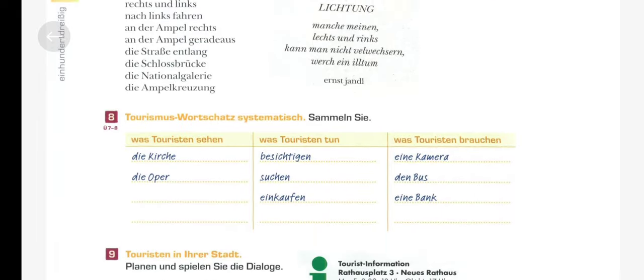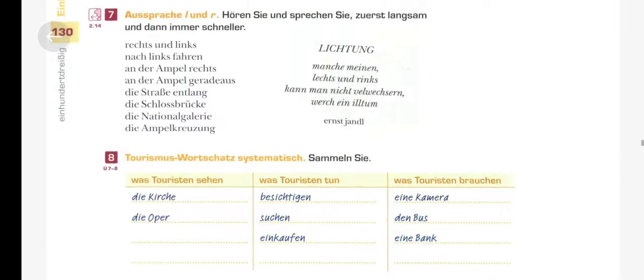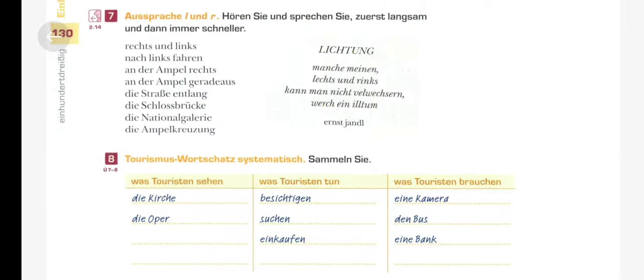And the eighth one also. Tourismus Wortschatz, sammeln Sie. Okay, in this, from the seventh one, you have to note down some words that are useful for tourism. Like they have written, was Touristen sehen, what tourists can see in Berlin: die Kirche, die Oper, das Brandenburger Tor, and so on. Next is, was Touristen tun, what tourists can do: Sehenswürdigkeiten besichtigen, suchen, einkaufen. Einkaufen is to do shopping. They can do a lot of things, then you can write under this section. Next is, was Touristen brauchen, what tourists need. Brauchen is to need, then Bus, eine Bank, eine Kamera, and what else they need, and a lot of things. You can think about it and write it. Firstly, we listen to it.